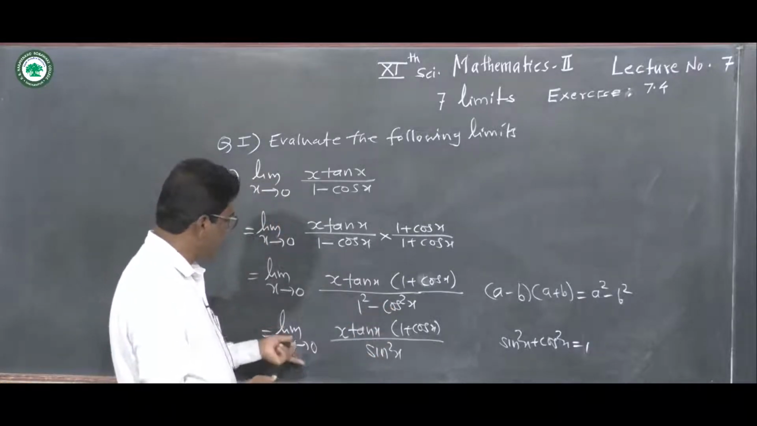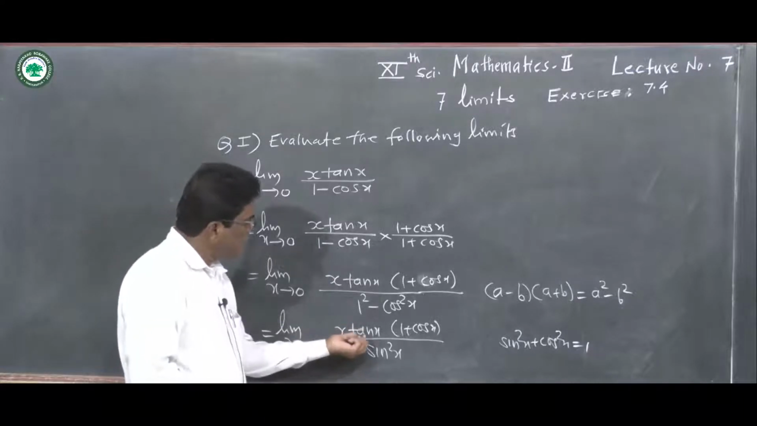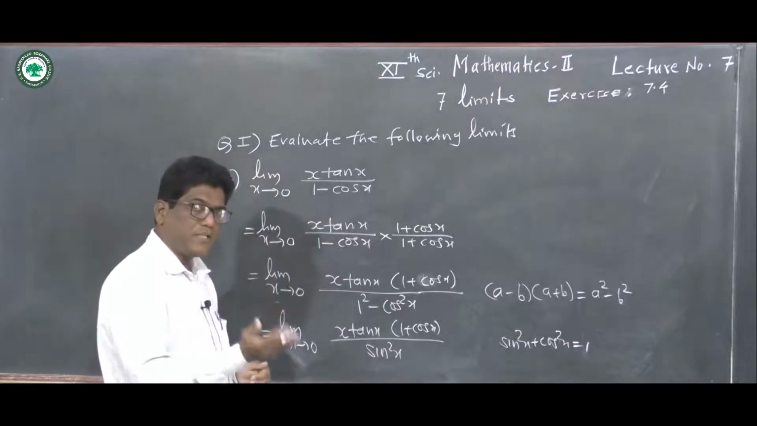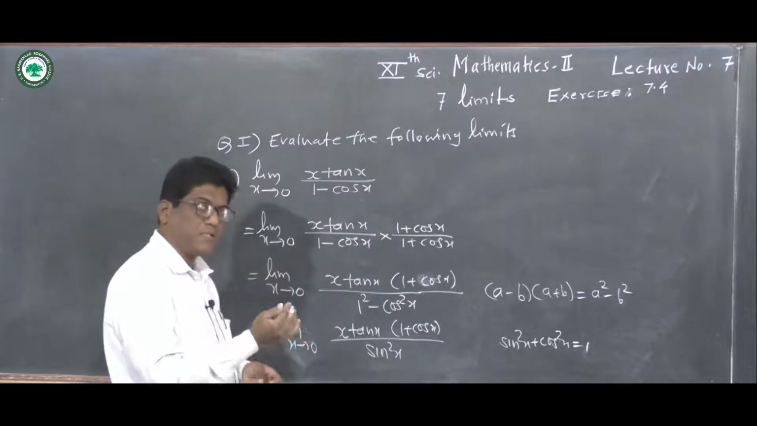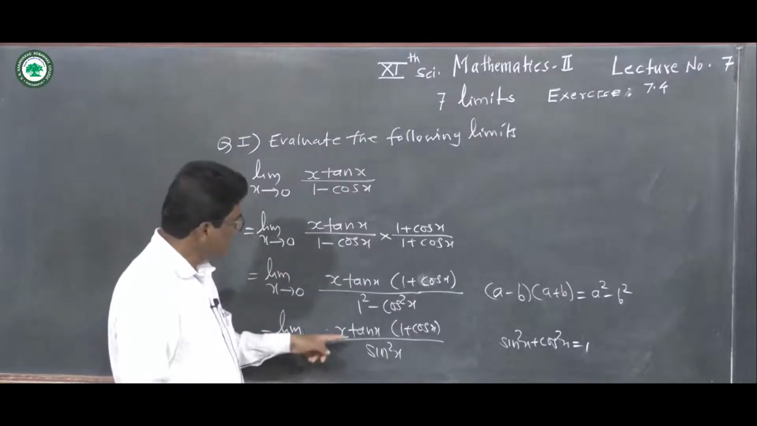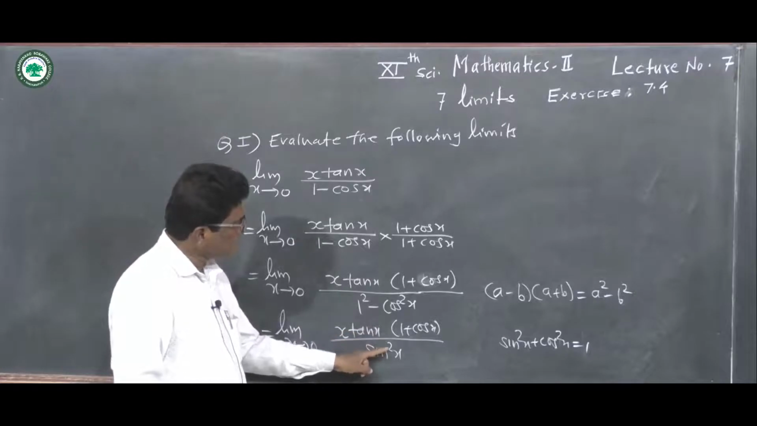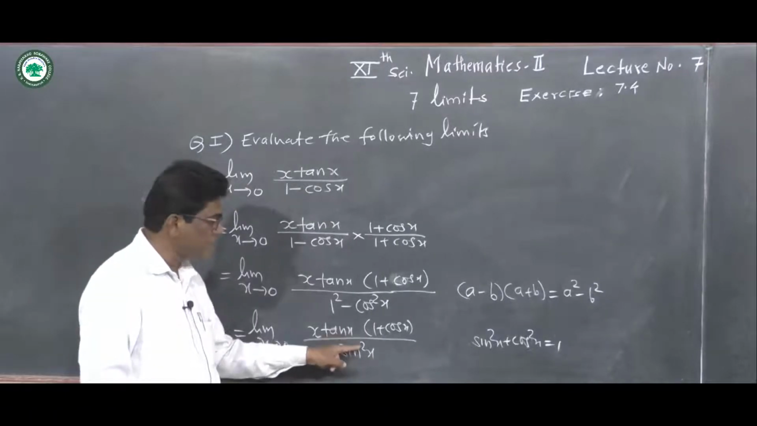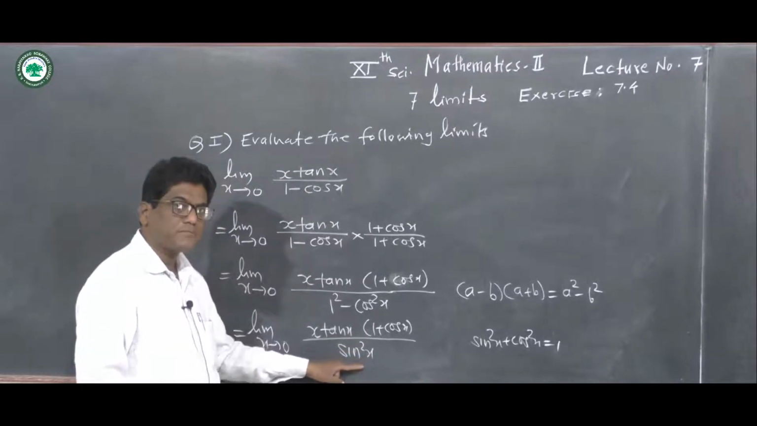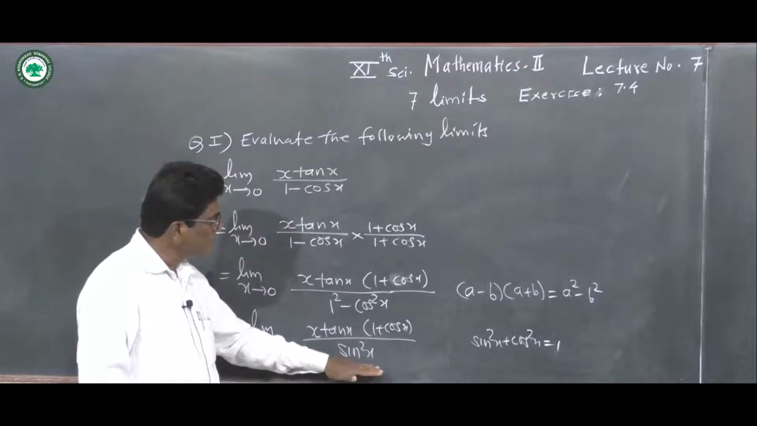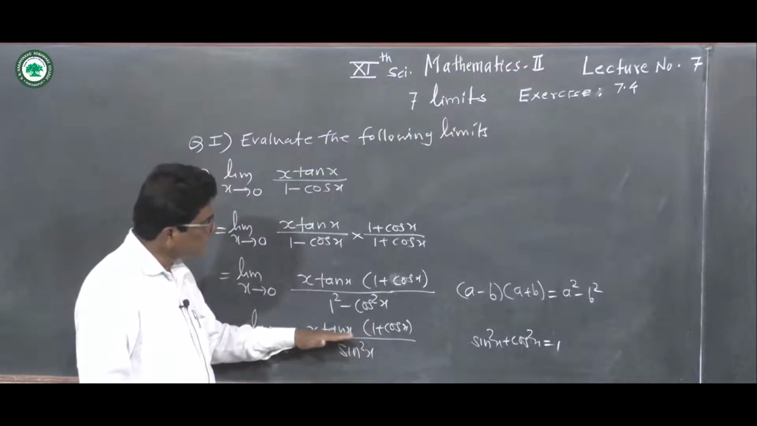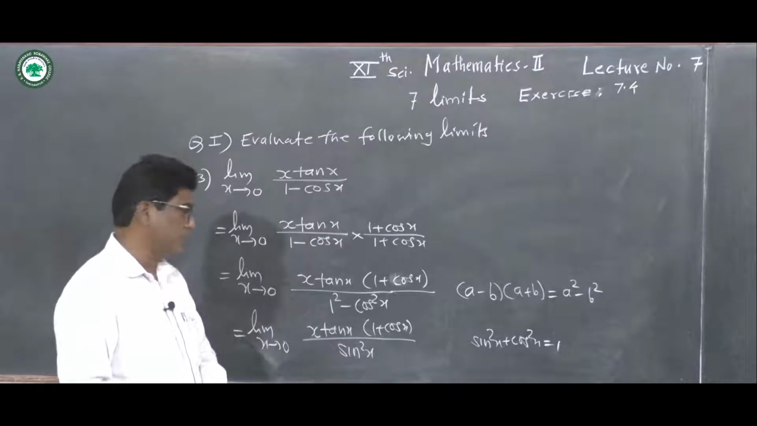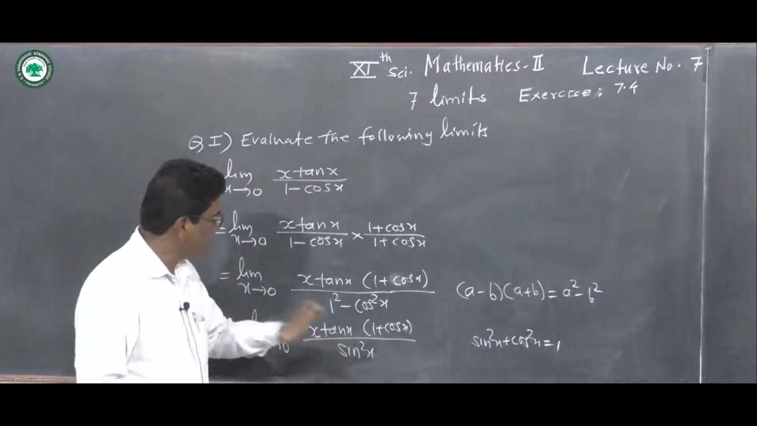And now, in the limit x tends to 0, tan x and sin x are present, so we have to use the standard formulas: tan x upon x as x tends to 0 is 1, and sin x upon x as x tends to 0 is 1. In the numerator we have tan x, but in the denominator sin square x, so we have to divide the denominator by x square, and so divide the numerator also by x square. We have to take the same operation on numerator and denominator.